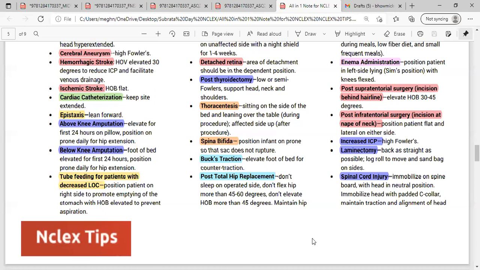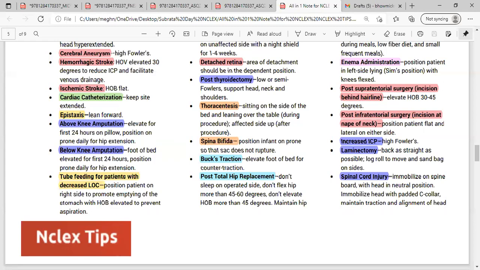If anybody has a back traction, elevate the foot of the bed for counter traction. This is one kind of traction because of injury to the legs. Post total hip replacement, do not sleep on the operated side, do not flex the hip more than 40 to 60 degrees, and do not elevate the head of the bed more than 45 degrees.